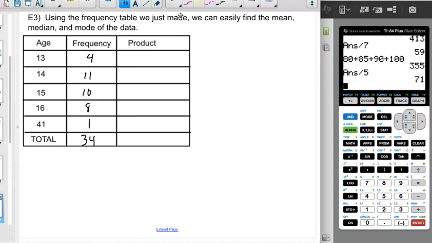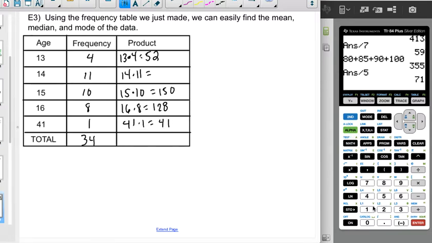Okay, so the first one, in order to find the mean, I would normally write out 13 4 times, and 14 11 times, and 15 10 times. But why, when I recognize that 13 times the 4 times I'll see it is a 52, right? 14 times 11 is going to give me a number I don't feel like doing in my head. 15 times 10 is going to give me a 150. 16 times 8 should give me a 128. And 41 times 1, because I'm just me, is a 41.